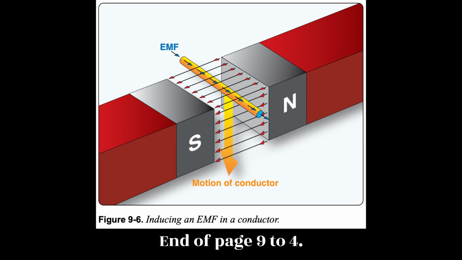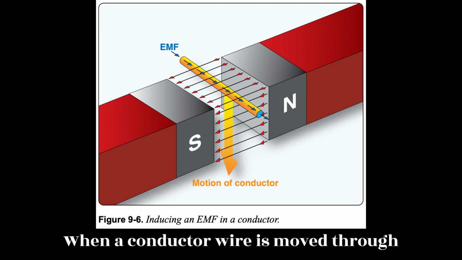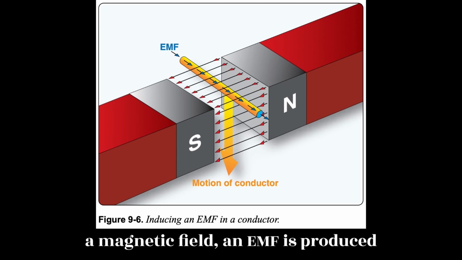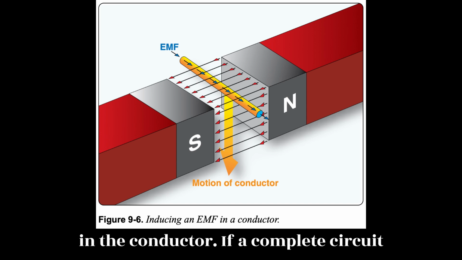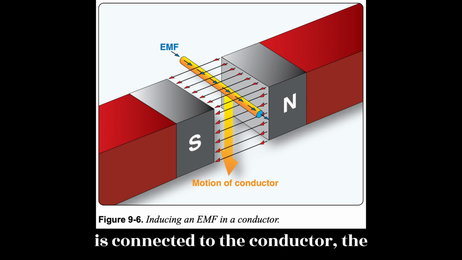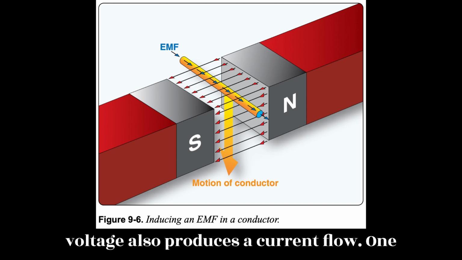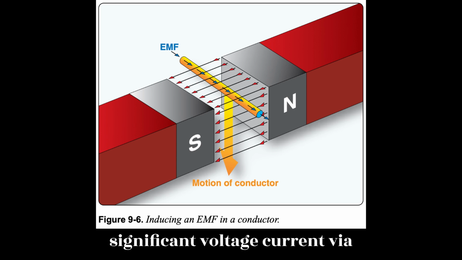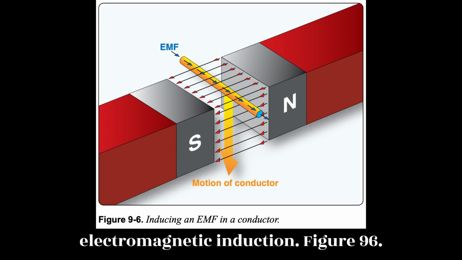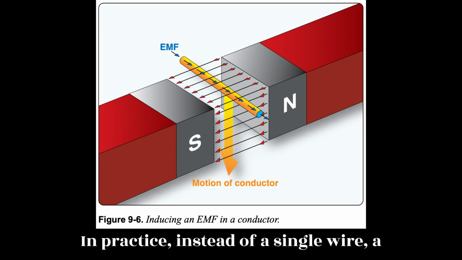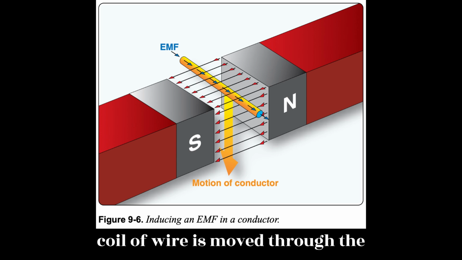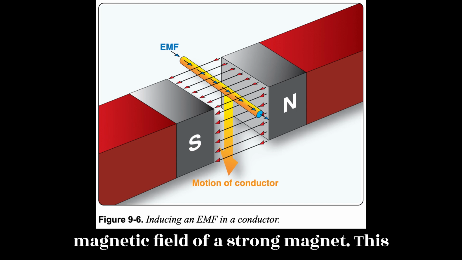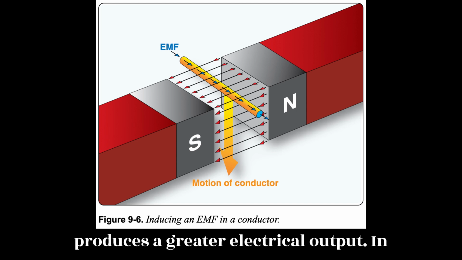End of page 9-4. As shown in figure 9.6. When a conductor, wire, is moved through a magnetic field, an EMF is produced in the conductor. If a complete circuit is connected to the conductor, the voltage also produces a current flow. One single conductor does not produce significant voltage/current via electromagnetic induction. Figure 9.6. In practice, instead of a single wire, a coil of wire is moved through the magnetic field of a strong magnet. This produces a greater electrical output.